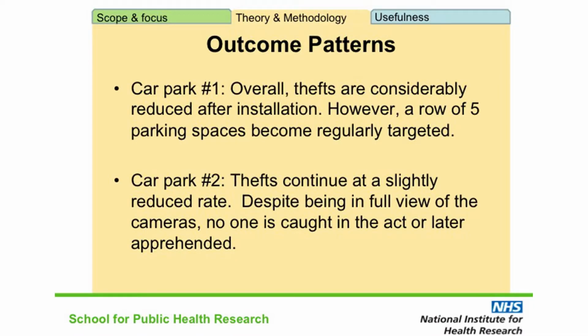And unless you have the granularity of data to understand which cars are being targeted, then you might miss this particular feature and not be able to improve to a higher level of security. In car park number 2, on the other hand, thefts continue at a slightly reduced rate. Despite being in full view of the cameras, when these crimes are committed, no one's caught in the act or later apprehended. So you see that here we can understand that there's some breakdown in the linkage between the cameras and the response services.